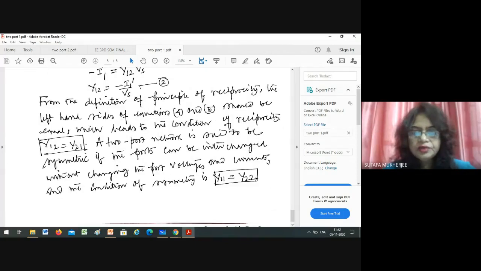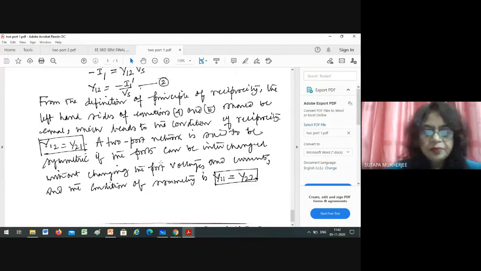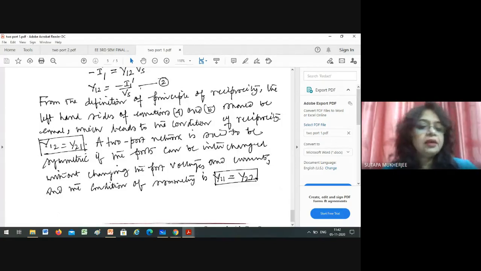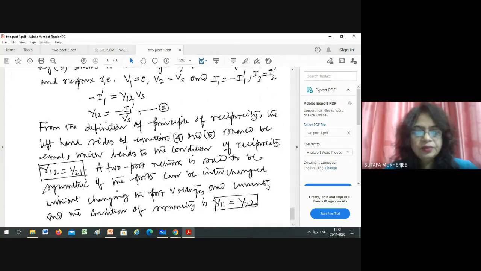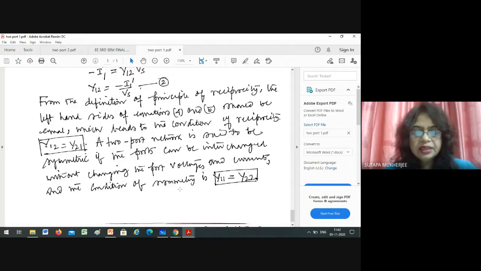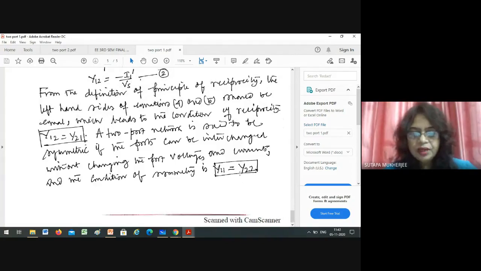A two-port network is said to be symmetric if the ports can be interchanged without changing the port voltages and currents. And the condition of symmetry is Y11 equal to Y22. I think it is clear. In case of the reciprocity principle, it will be Y12 equal to Y21. And in case of symmetry, the condition will be Y11 equal to Y22.